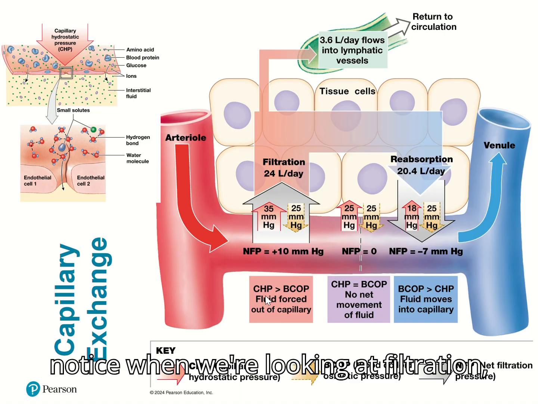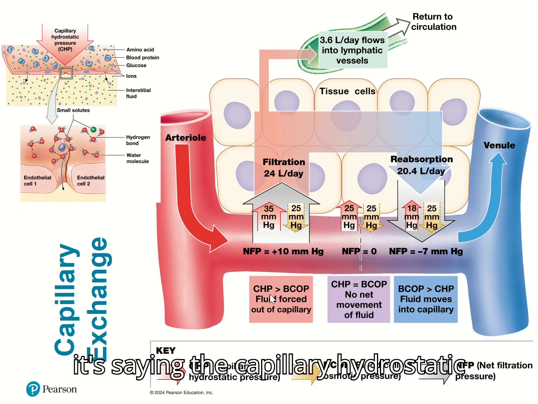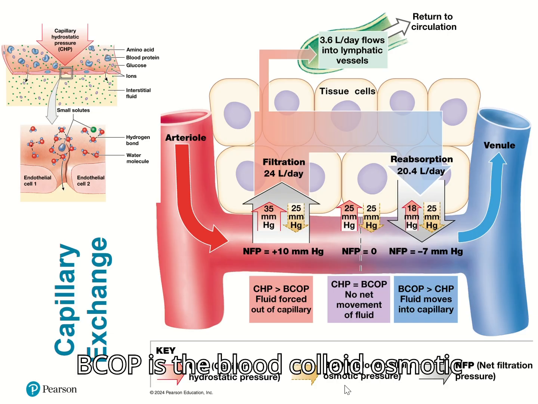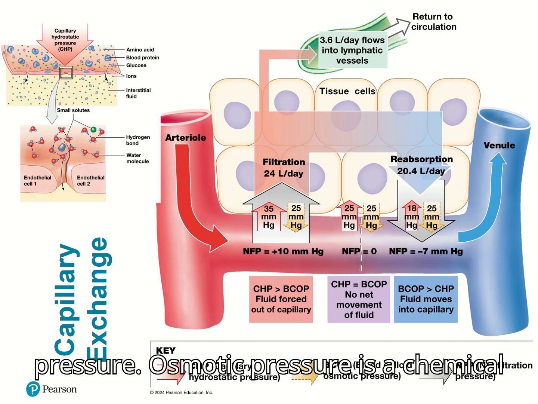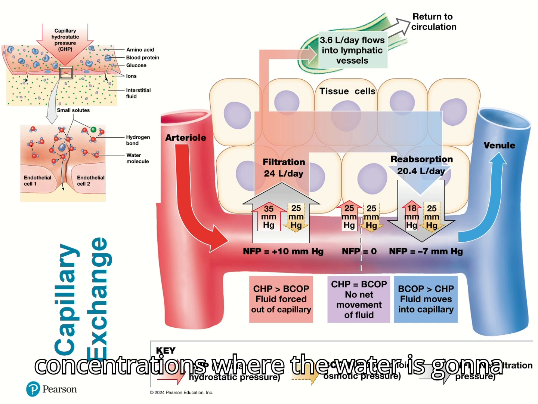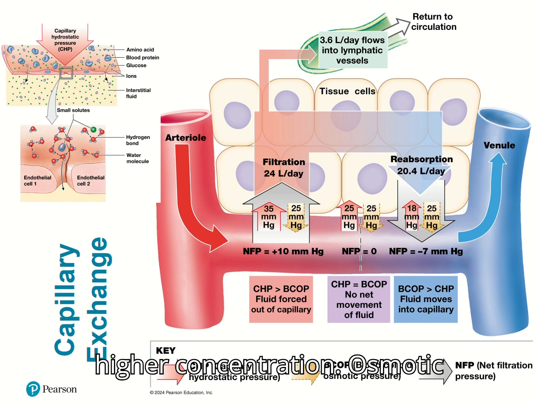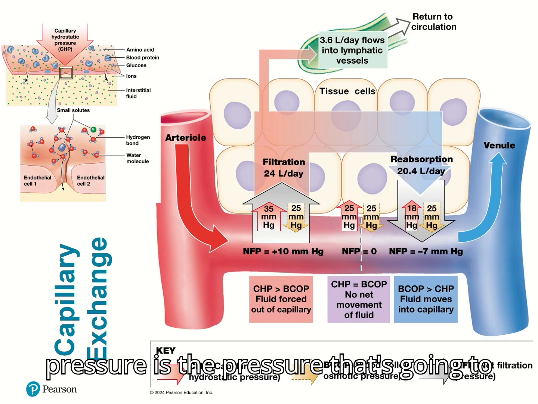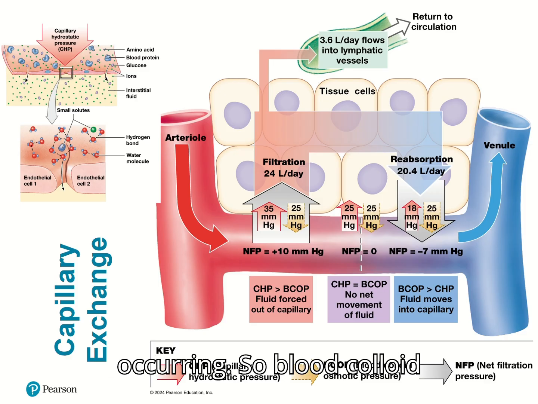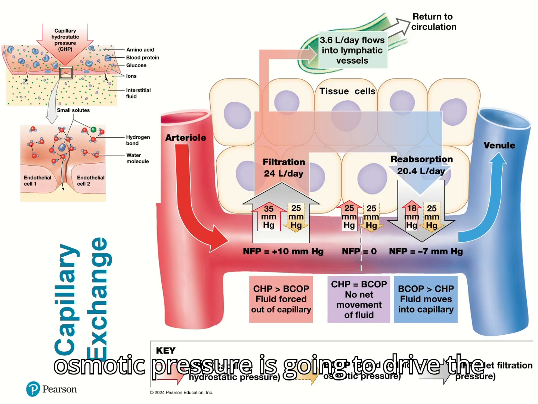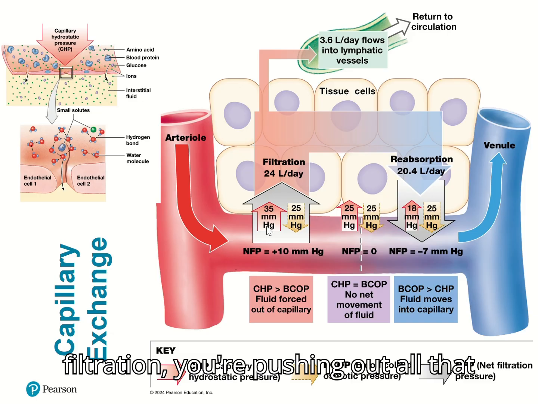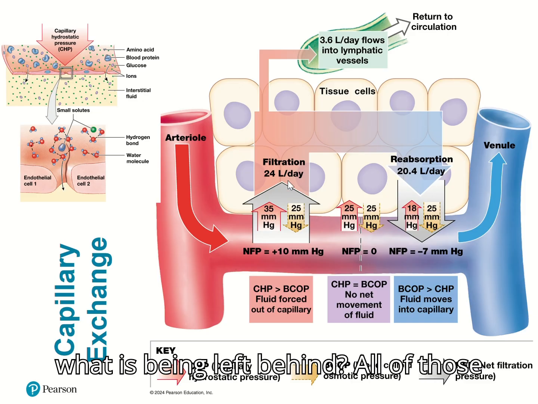Now notice when we're looking at filtration, it's saying the capillary hydrostatic pressure is greater than the BCOP. BCOP is the blood colloid osmotic pressure. Osmotic pressure is a chemical pressure. Remember, osmosis is the movement of water due to different concentrations, where the water is going to be moving towards the area that has a higher concentration. Osmotic pressure is the pressure that's going to be applied to prevent osmosis from occurring. So blood colloid osmotic pressure is going to drive the reabsorption that we're going to see later on here, because as you're doing filtration, you're pushing out all that fluid, all that water is going out, but what is being left behind?